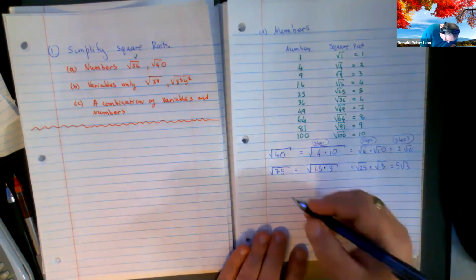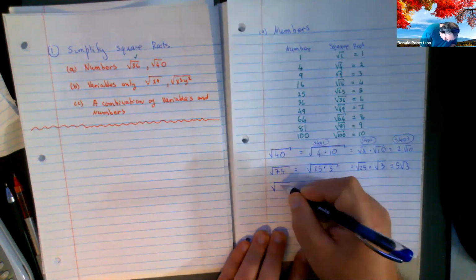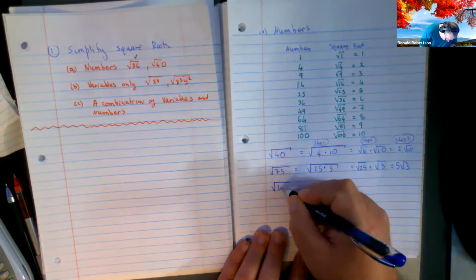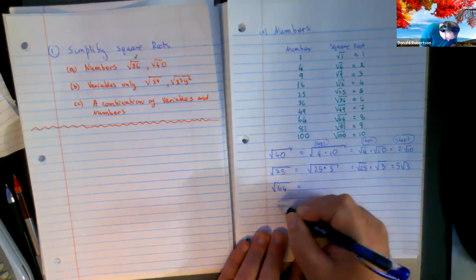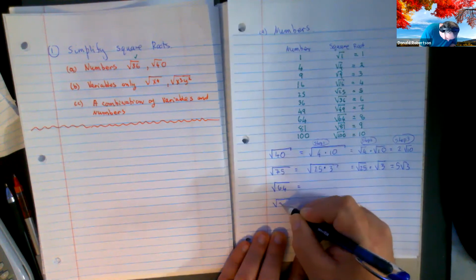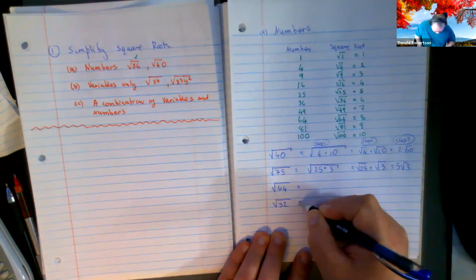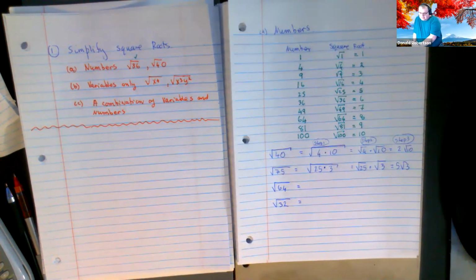Okay, how about the square root of 64? And underneath it, I'm going to do the square root of 32. The reason I'm doing two questions together now is you should always be on the lookout for a nice answer before you start making your life hard and looking for an awkward answer. Do you notice anything about the square root of 64?